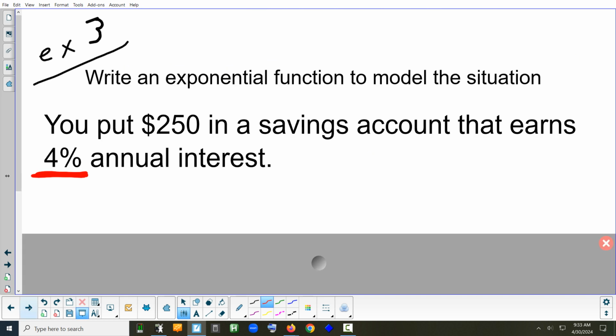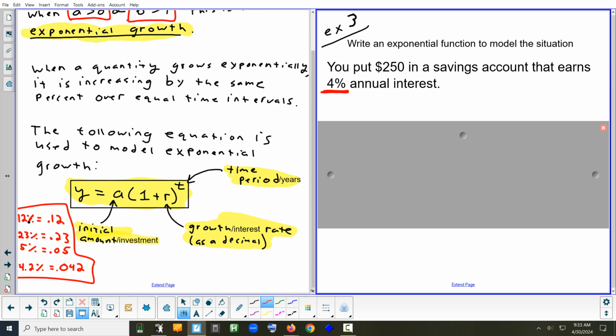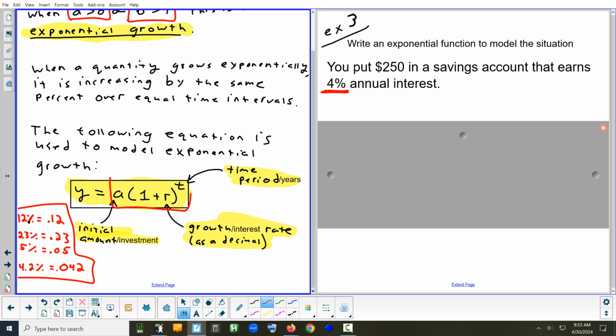Let's try example 3. It says, write an exponential function to model this situation. You're putting $250 in a savings account, and it earns 4% annual interest. How many values did they give me in that problem? 2. They gave me 2. How many letters are there in that side of the formula? 3. So they didn't give me one of them. Which one? T. They didn't give me T. So we're not going to fill in anything for T. We're going to leave T as T.